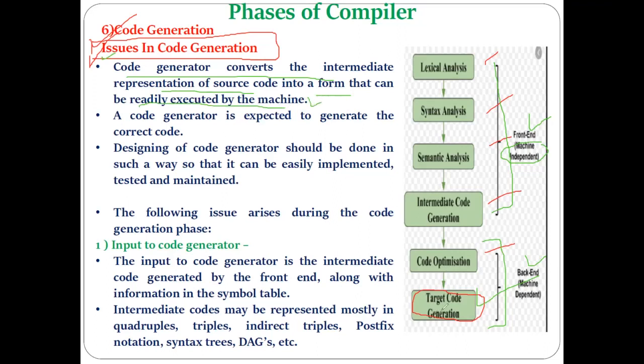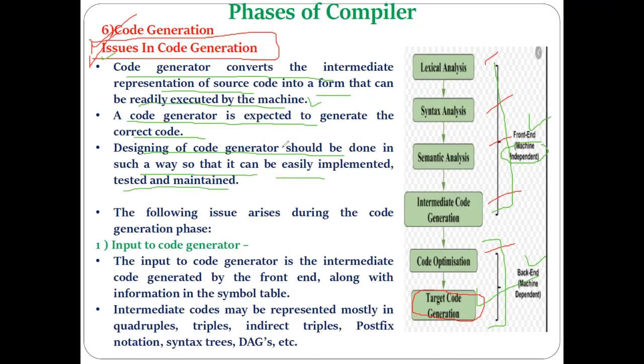So the code generator has to convert the code into a form that can be easily executed by the computer machine. And a computer machine can execute the code only if it is in the machine language format. So a code generator is expected to generate the correct machine code. Designing of the code generator should be done in such a way that it can be easily implemented, tested and maintained.